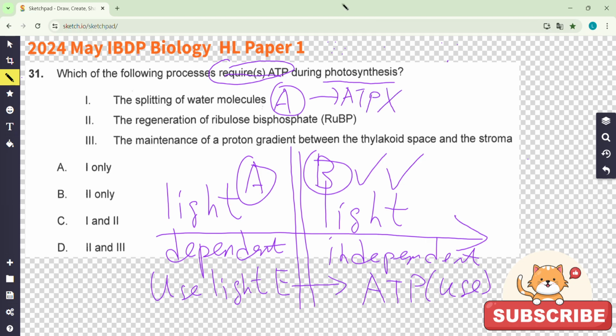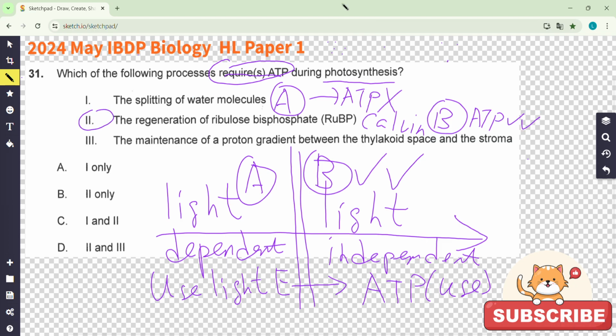So that one is wrong. Two, the regeneration of ribulose bisphosphate, RuBP. Yeah, it's part of the process to produce glucose. The Calvin cycle is the light independent one, so it's the B part. We need ATP, with no more sunlight. Good, so two is correct.